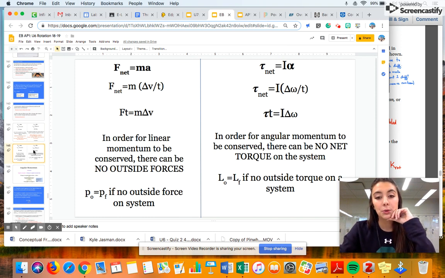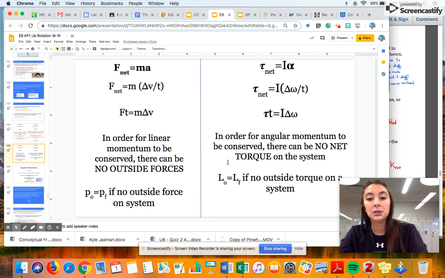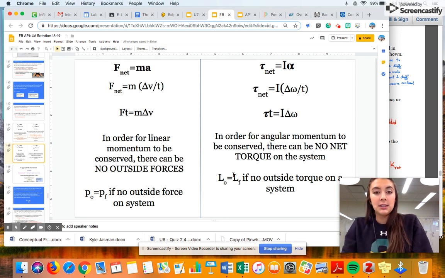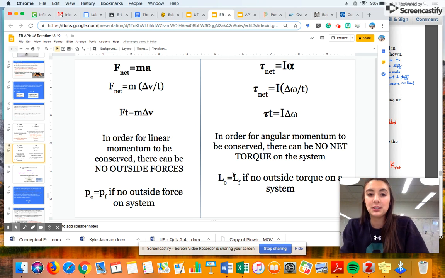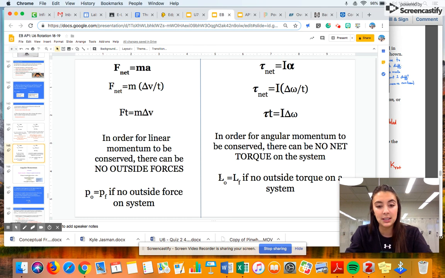Okay, so we're going to take it one step further. And like we said, these equations show us what we know about momentum. Okay. In order for linear momentum to be conserved, there can be no outside forces. So P initial is P final. Okay. In order for angular momentum to be conserved, it's the same thing. Instead of no net force, there can be no net torque on the system, or no outside torque on the system. Okay. If there is no outside torque on the system, angular momentum will be conserved. And we're going to notate angular momentum as L, which is why we said like Lenotes. Okay, so we're going to notate angular momentum with capital L. So L initial is equal to L final as long as there's no outside torque on the system.